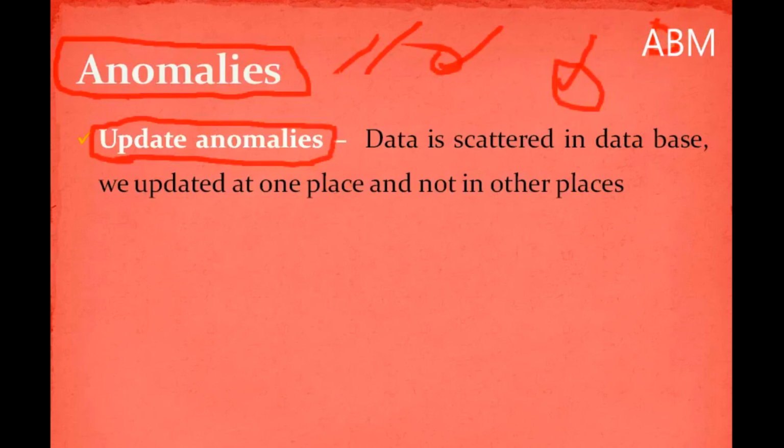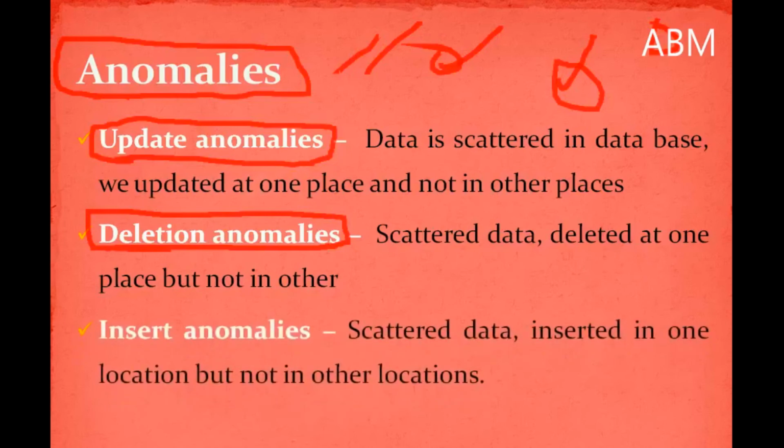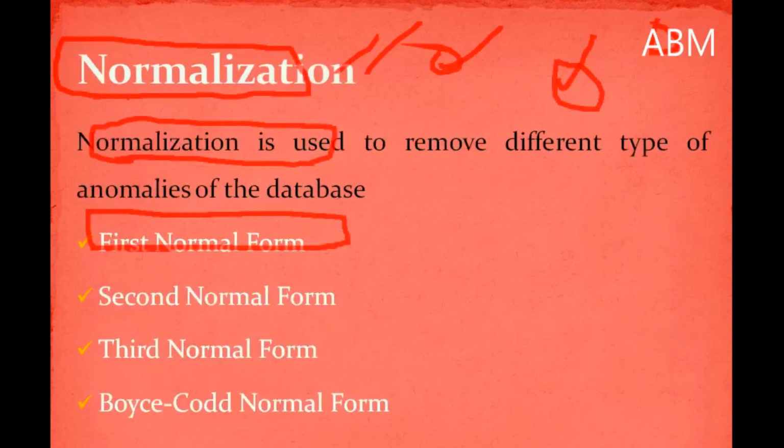And like that the delete anomalies: we delete the data from one place but not from the second, third or any other position, then this is called a delete anomaly. And the next one is the insert anomalies. It is the same as the update and delete anomalies, where we insert the data in one table in one location but don't copy it into the other location where the data is present, then this is called an insert anomaly.